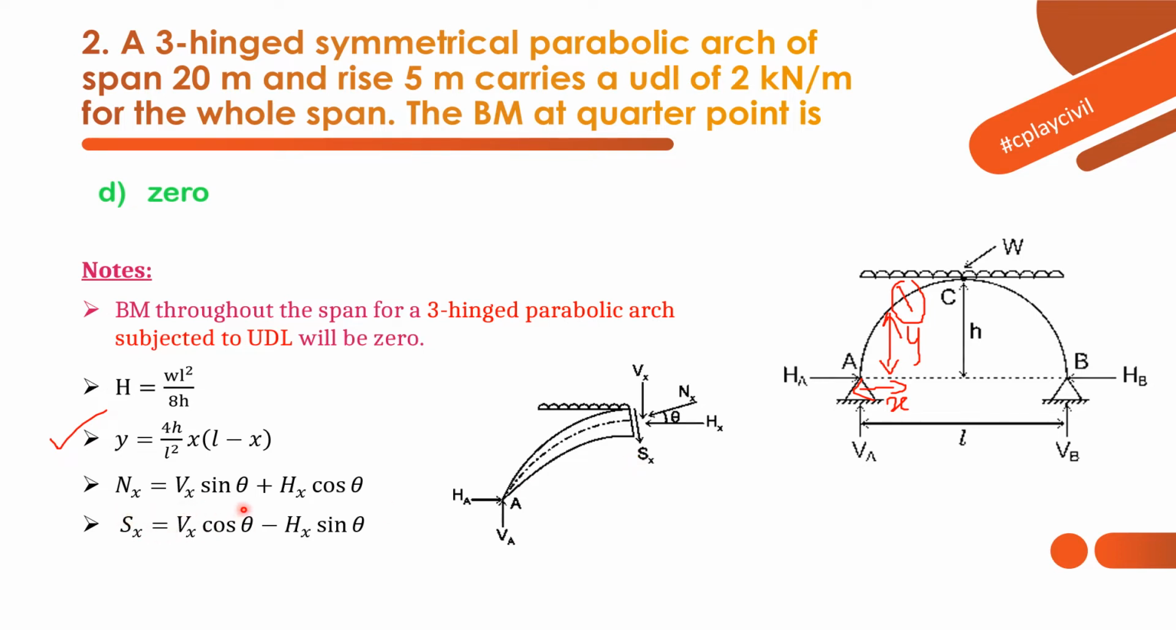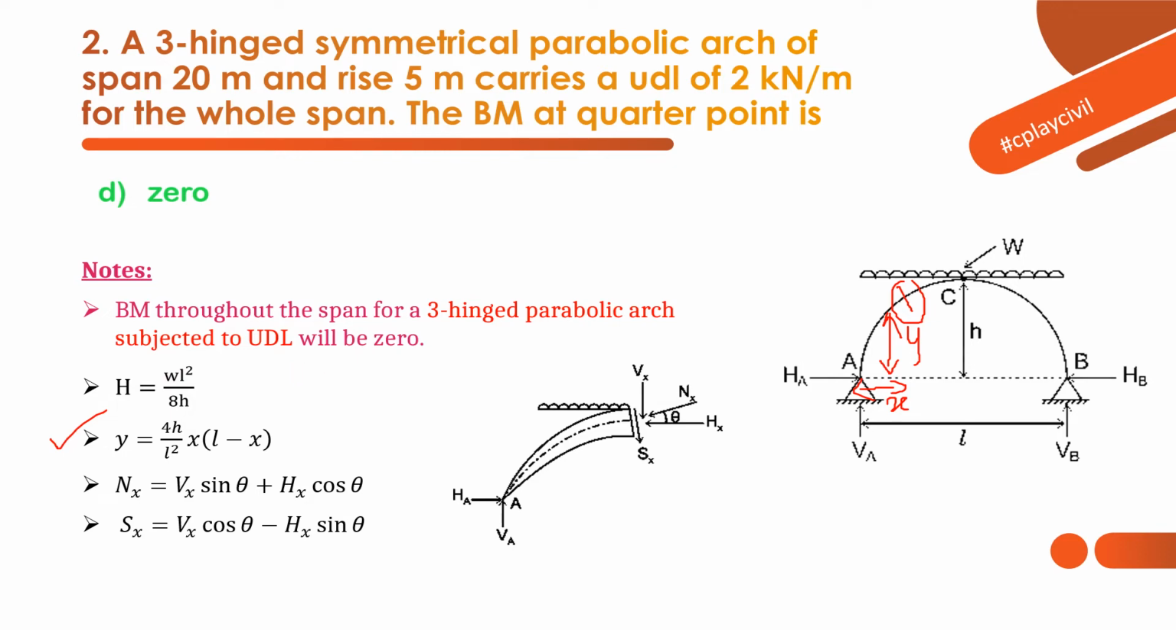Nx is equal to Vx sin theta plus Hx cos theta. Vx and Hx are vertical force and horizontal force at that section we have considered. And similarly Sx. Sx is nothing but radial shear. So here radial shear is acting. Radial shear is given by Vx cos theta minus Hx sin theta. So this set of equations or formulas can be used only for a three-hinged parabolic arch subjected to UDL.